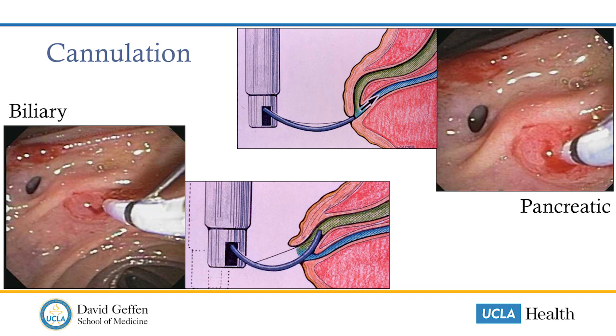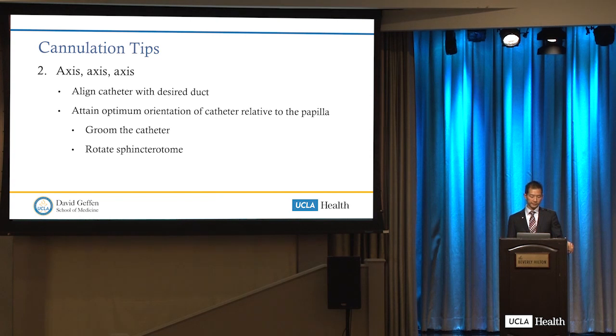If you're looking to get into the pancreatic duct, you kind of aim in that 1 to 4 o'clock position, and you can take a much straighter approach. And again, here in this picture, the catheter or the sphincterotome is not bowed getting into the pancreatic duct. But it's all about axis, right? If you're not lined up with the papilla to do this procedure, you're really just hoping and praying that you're going to get in with luck. Attain optimum orientation of the catheter relative to the papilla. You may have to groom the catheter or rotate the sphincterotome if needed to get into that position.